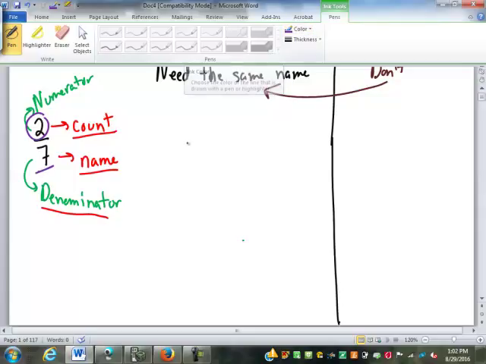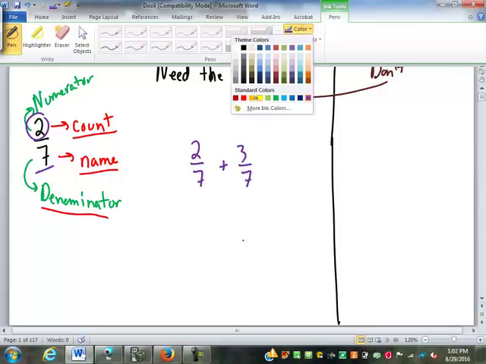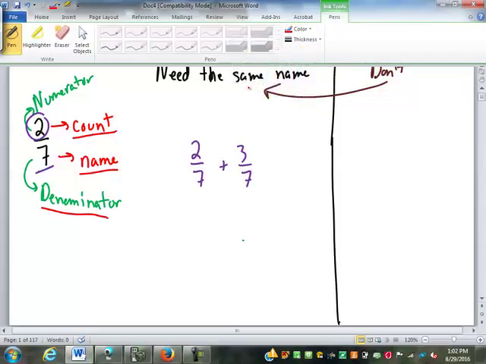So when we go to add, if I have 2/7 plus 3/7, way back in about 3rd grade when you first started working with fractions, when you went to add fractions, what did your 3rd grade teacher tell you? You must have a common denominator. That's not a special rule for fractions. That's true for every type of number. To add numbers, we must have the same name. And in fractions, that's a common denominator.